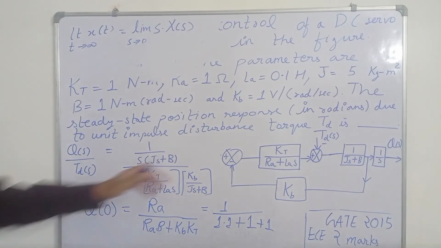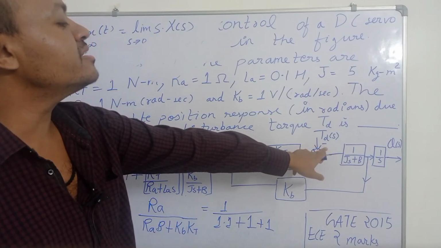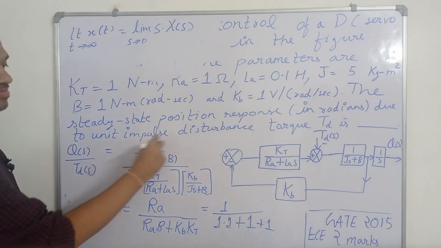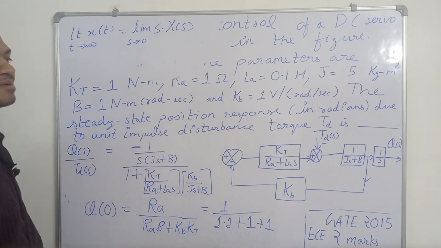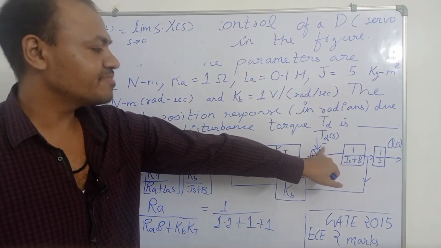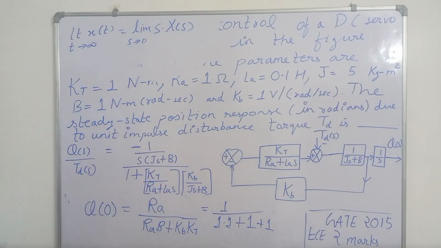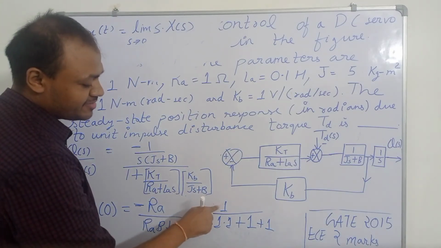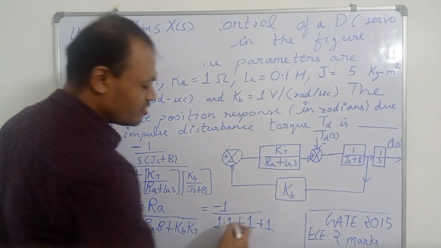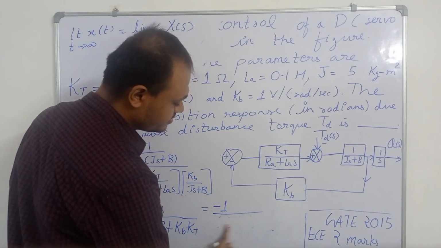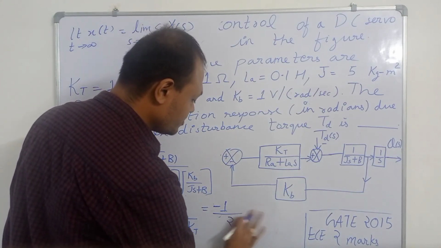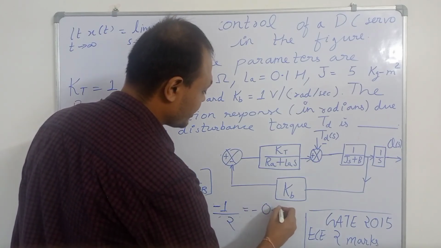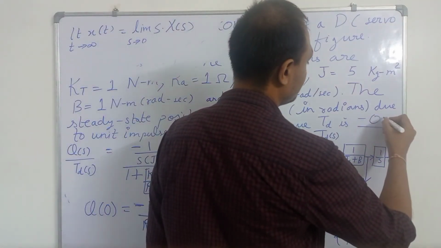I forgot one thing there. This Td was given with a negative sign. So whatever gain we got will be multiplied by -1, because Td was given with a minus sign. So this will be equal to minus of 1 upon 2, which is minus of 0.5. So the answer will be minus 0.5.